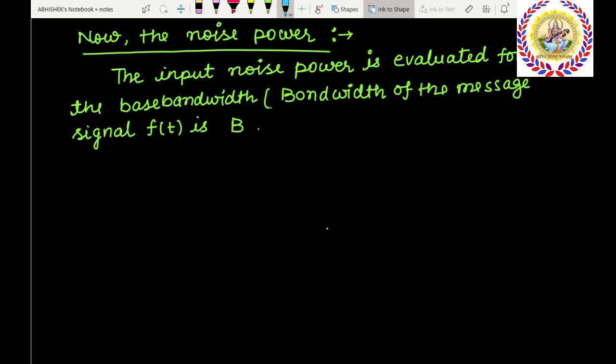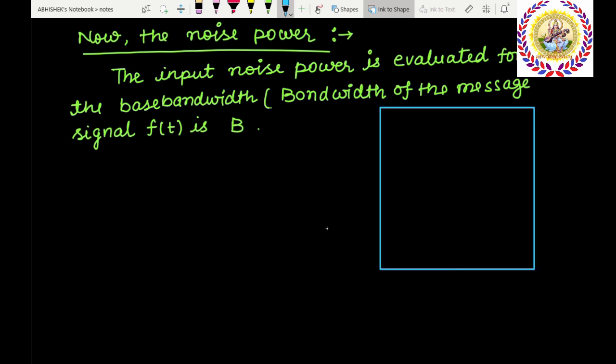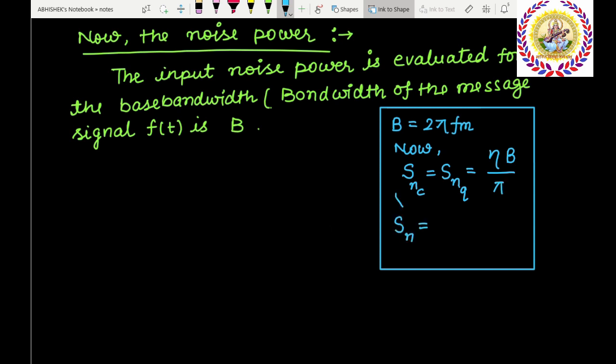Now we have already discussed the different noise powers in the previous videos in noise part 1 and noise part 2. We have shown that the in phase component of the noise has equal power with the quadrature component of the noise, which is equal to eta B by pi, and the band pass noise power will be equal to eta into B by pi.